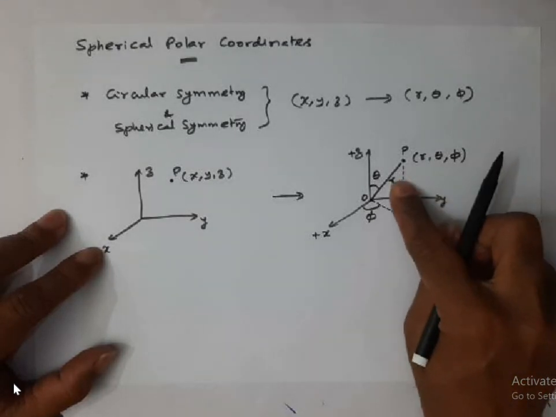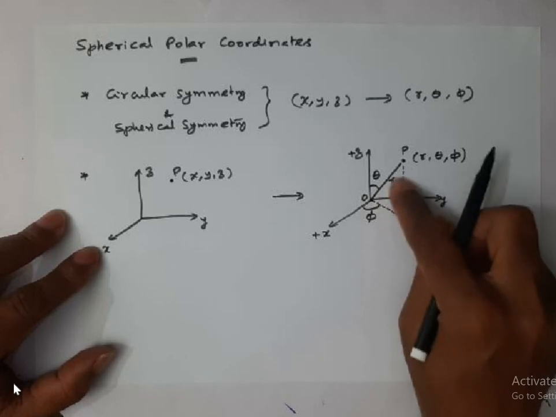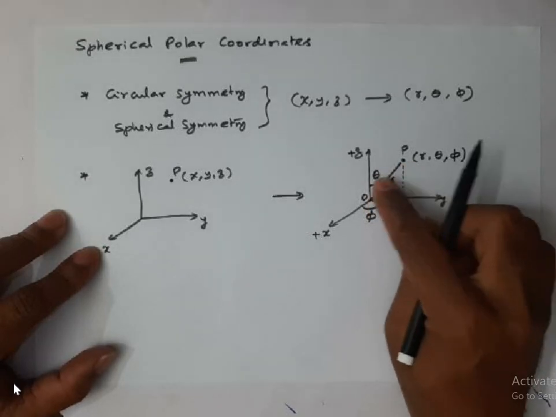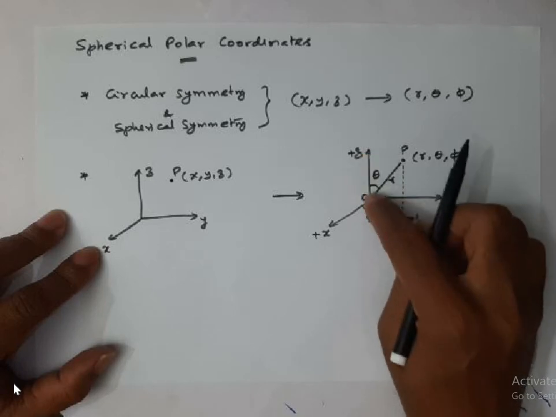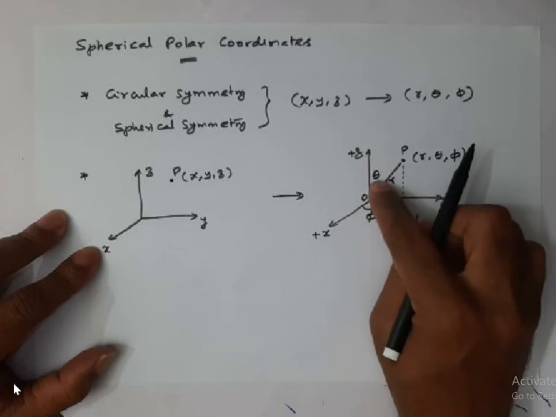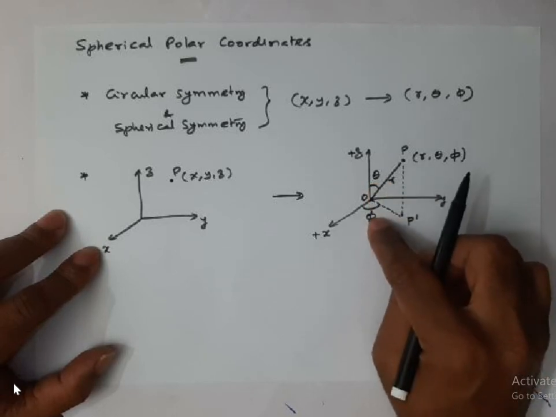Let me give this information again so that you can easily understand. r is nothing but the distance between the origin and the point P. And theta is the angle between the plus z axis and the line joining the origin to the point P. And another coordinate is phi.